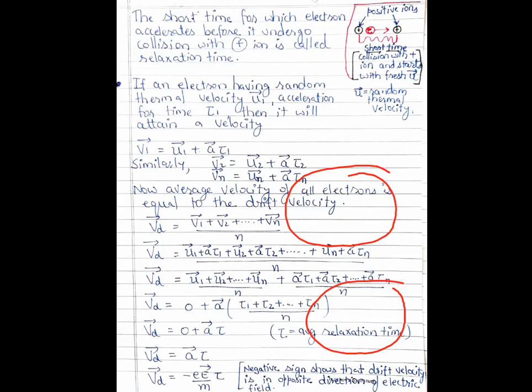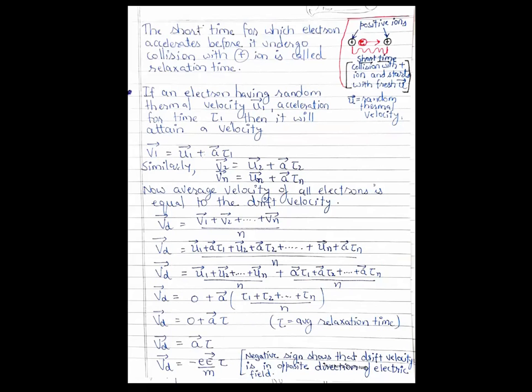So as you can see over here, in the picture, right? The electron I have shown in red, this is an electron. This electron has got accelerated and it has gained velocity. When will this velocity end?